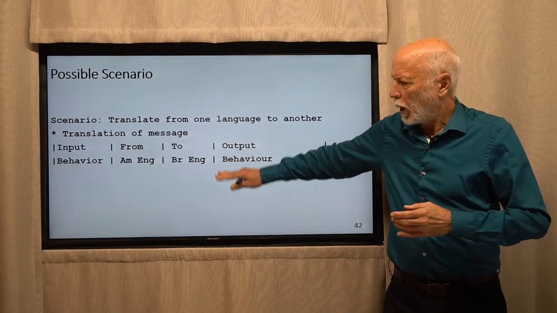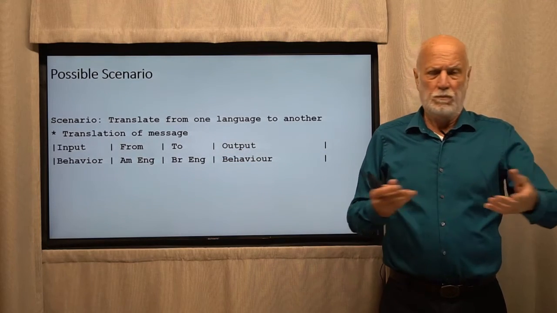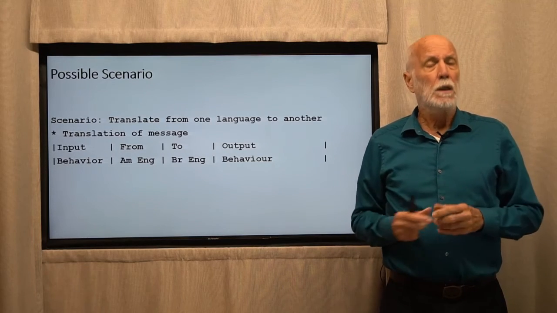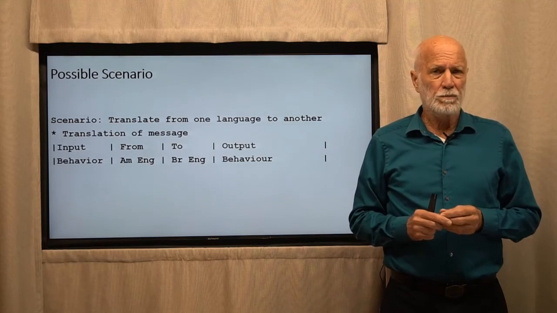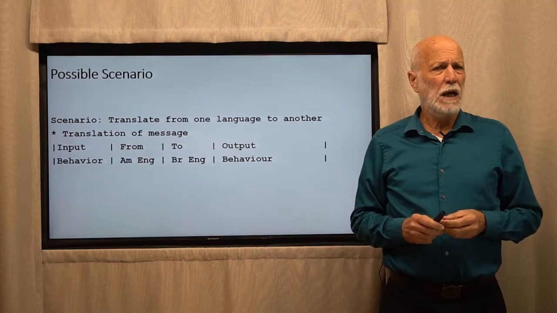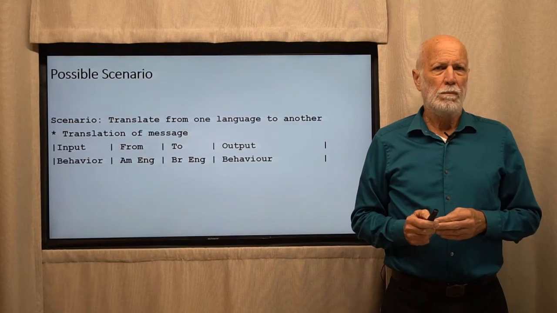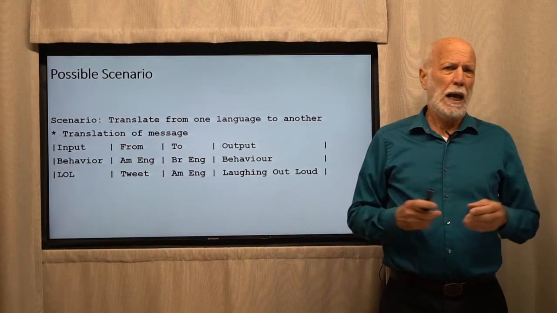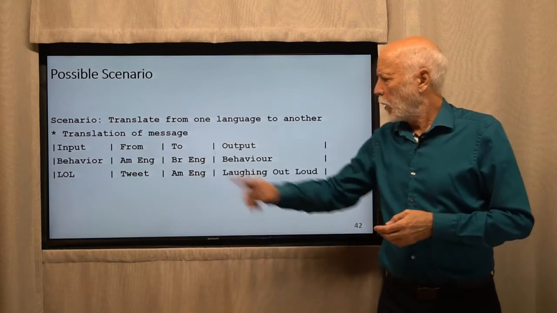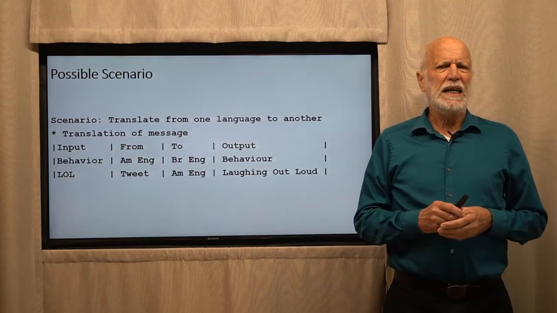And we would try this for multiple languages, as many as we desire, to make sure that our translation was working. No state involved. Information comes from the input and goes to the output. And perhaps we've got a tweet in the tweet language. So LOL in American English will become laughing out loud.